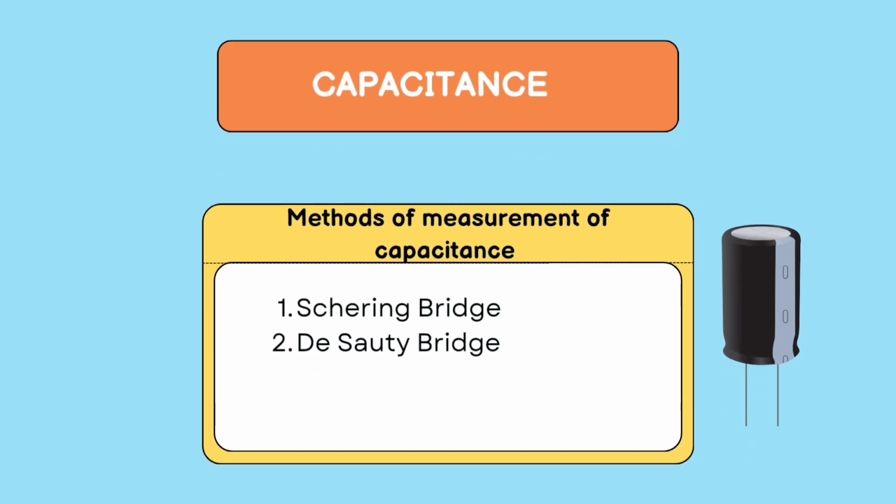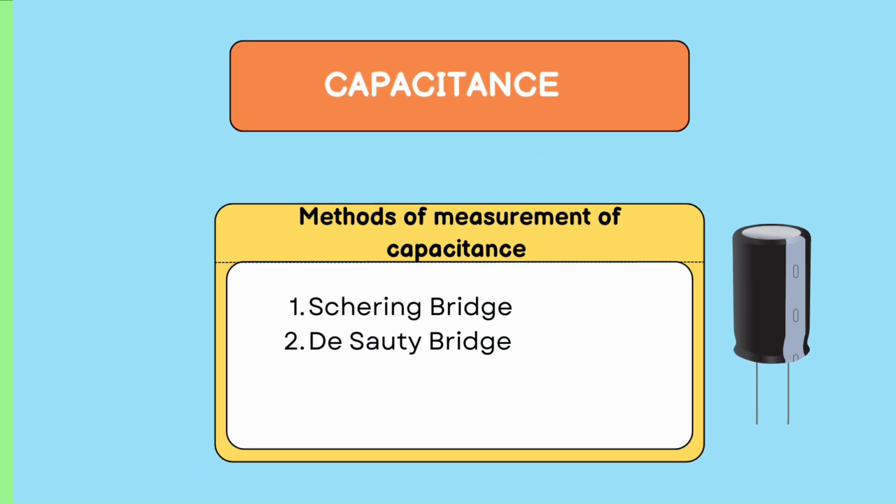The methods used to measure capacitance. It lists 2 primary methods. 1. Schering bridge. This is a common method that involves balancing a bridge circuit to determine the unknown capacitance. 2. De Sauty bridge. This is a variation of the Schering bridge that is specifically designed for measuring high capacitances.